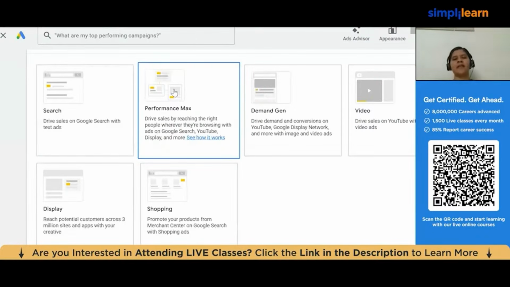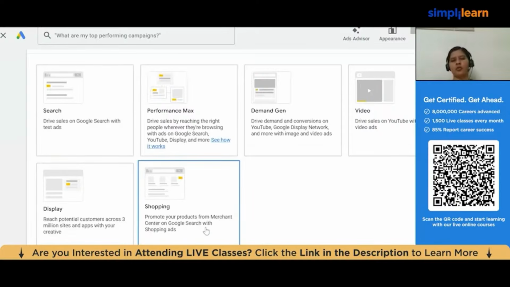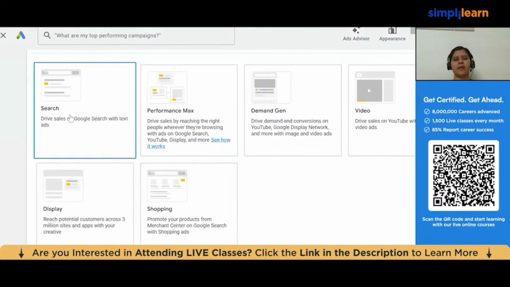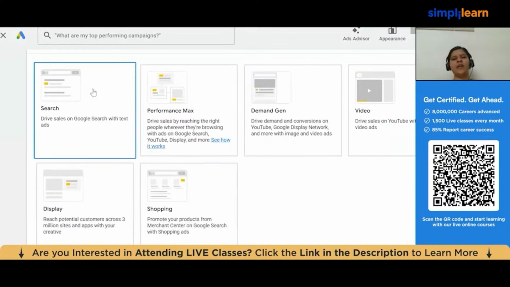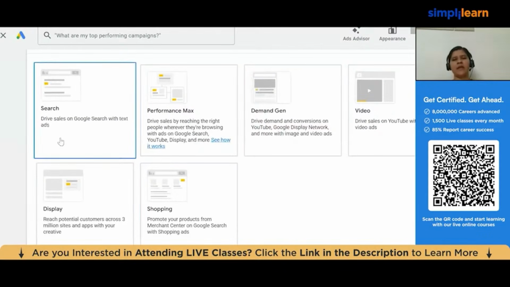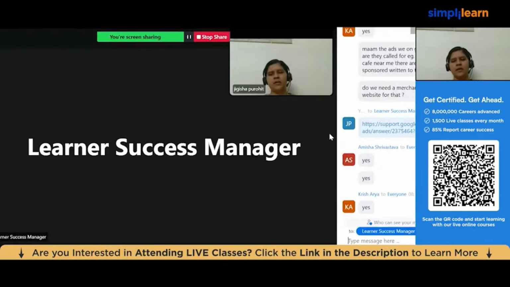The rule of Performance Max campaign is it will show your ad on all the Google properties, not just one or two. So if you want, out of these five, to show ads on just these three places: search, display, shopping, you can't tweak that on PMax. Then you can't run a PMax campaign. Only when you want to show ads on all the five placements can you run a PMax campaign. Clear?